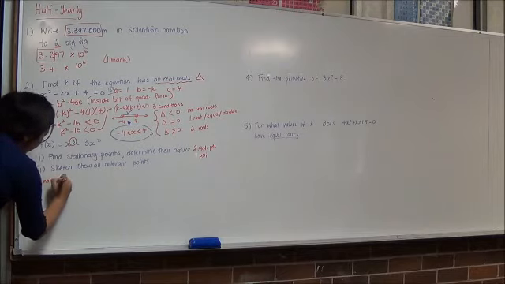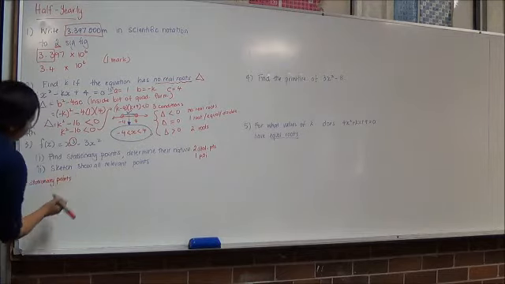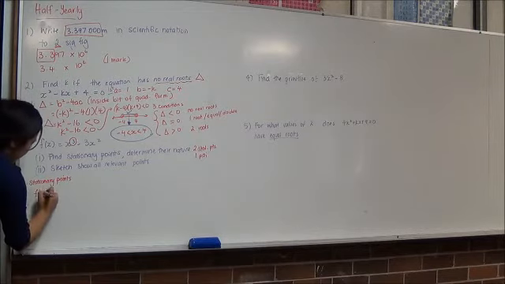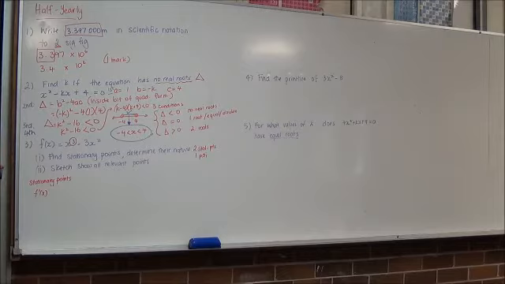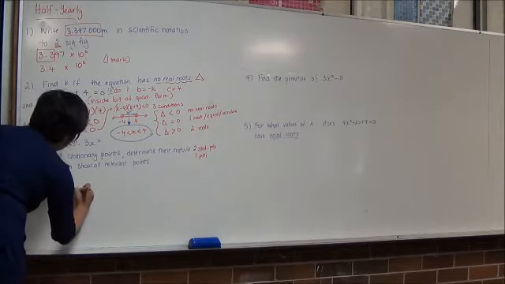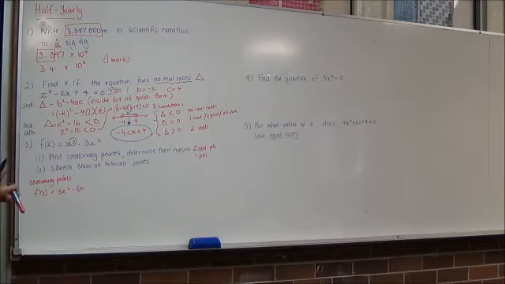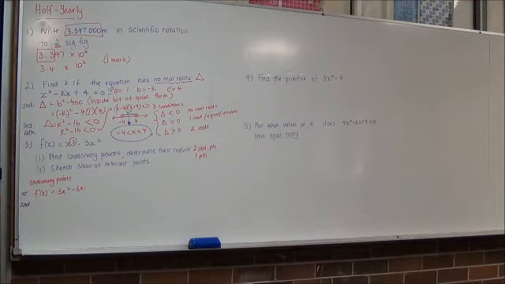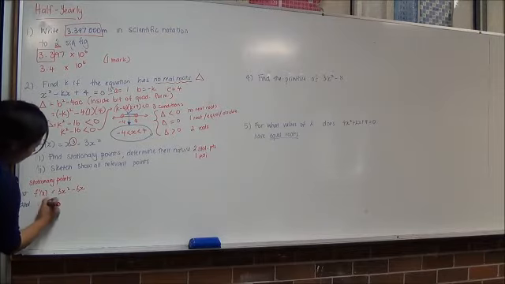Every time you see the word stationary points, you have to find the derivative. So f dash x is what? 3x squared minus 6x. Then, because we're looking for stationary points, what's our next line of working out? Stationary points occur when the derivative is equal to 0. So we substitute 0.